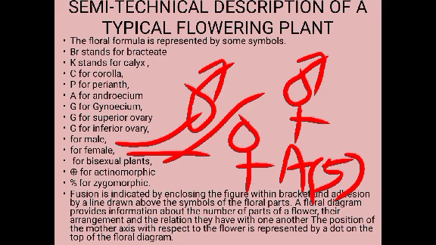Then we can show all these parts even in diagrammatic form. This is the symbolic form, and we can also show it in diagrammatic form. How do we show it in diagrammatic form? Separately we draw the calyx, then we show the corolla, then the androecium, that is the stamens, and then the gynoecium, that is the carpel.